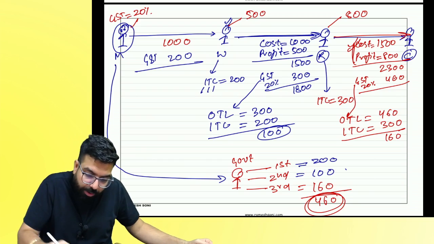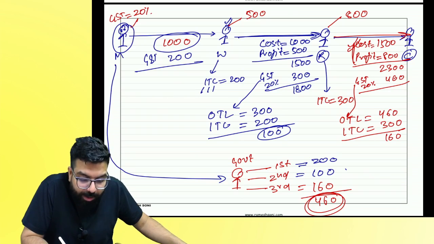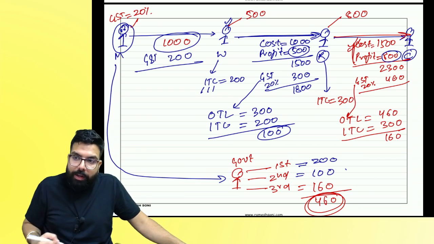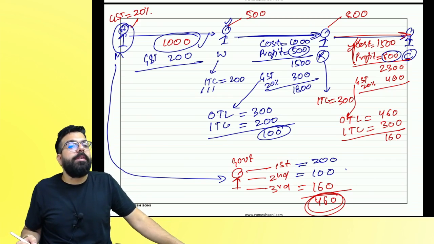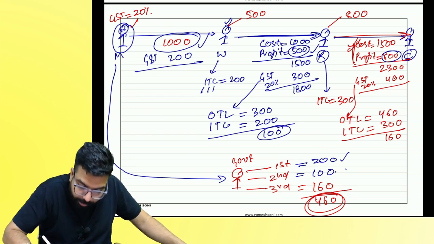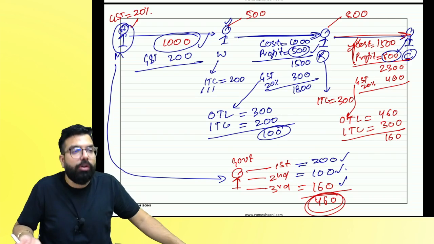Sure. First stage, how much was the value addition? 1000. Second stage value addition. Third stage value addition. Are we clear? 1000 pe 20%, 200, 500 pe 20%, 100, and 800 pe 20%, 160. That's all the government is getting.